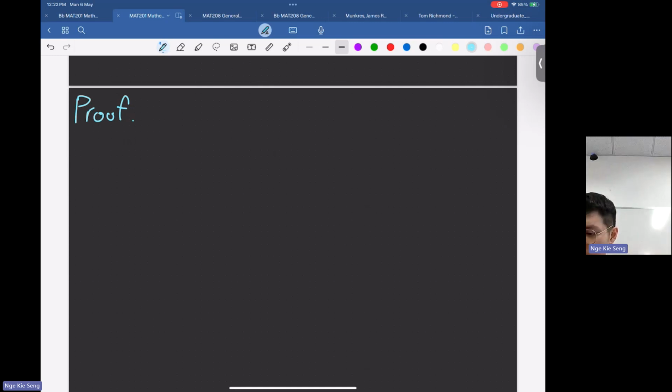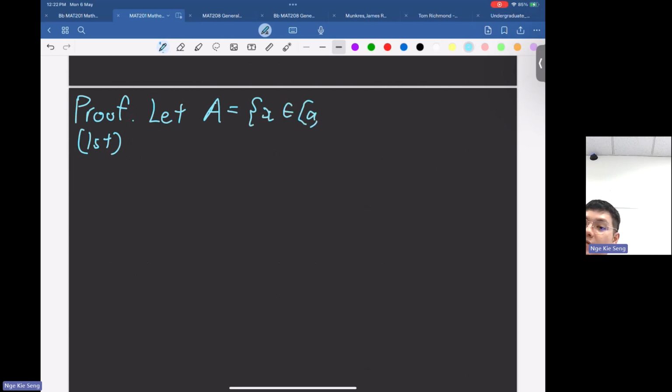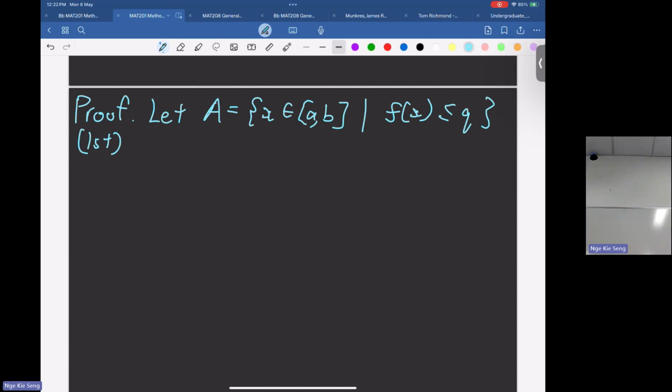So this is the first proof. You see, this is a typical analysis proof: we construct something that's useful. Let's see how useful this set is. We construct the set A, which consists of everything in the domain between a and b such that the value f(x) is less than or equal to q. Can you see what we are trying to do here? This is a bounded above set, right? And this is non-empty. Why is this non-empty here?